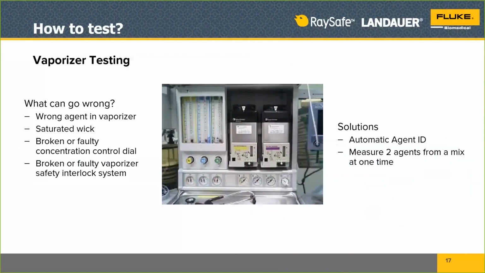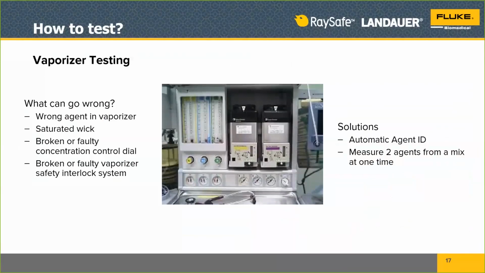So the only way to really make sure that doesn't happen is by testing. And the other thing is, you see two vaporizers here. There's an interlock system that makes sure that only one can be administered at a given time. Those can be faulty as well, so you want to make sure those are working. So there are two main things that can help prevent these problems.